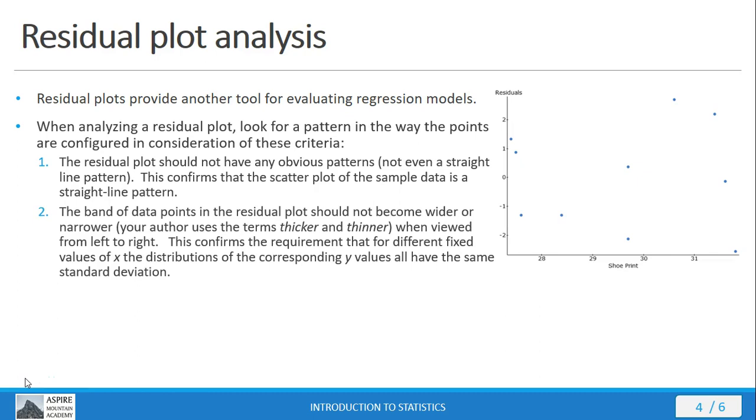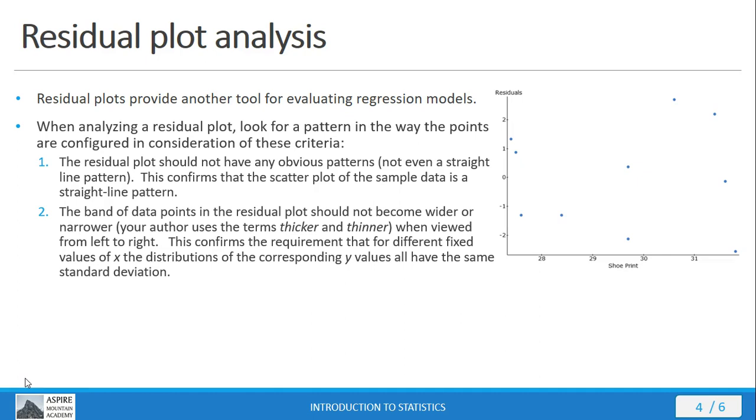The band of data points in the residual plot should not become wider or narrower when viewed from left to right. Your author uses the terms thicker and thinner, which really isn't appropriate because you're looking at a two-dimensional surface. Thicker and thinner actually describe three-dimensional objects, so yeah, not really the best of language. But that's okay. We kind of understand what's going on here.